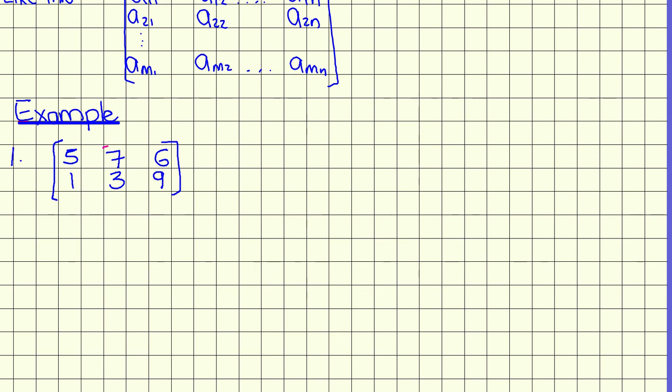If I take this number 7, for example, this number 7 is going to be in row 1, because it's the first row, but then it's the second column. So we call that row 1, column 2. I'm just going to write this at the side here. If you've got coloured pens, feel free to use the coloured pens here as well. 7 is in row 1, column 2.